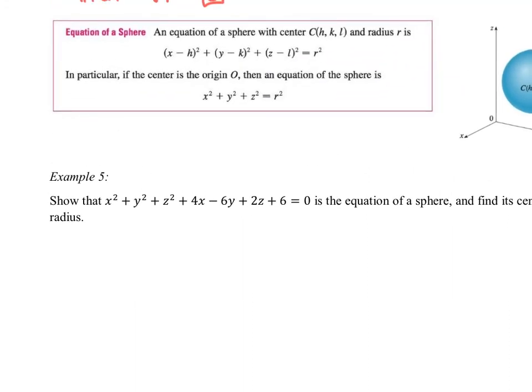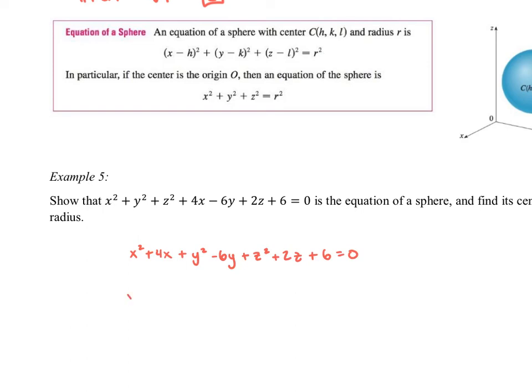If you remember back to higher algebra, you did something called completing the square, and that's the technique we're going to use here. First thing is that we want to group everything together that's of similar terms. So we're going to take the x squared and the 4x, put those together. We got y squared minus 6y, and then z squared plus 2z, and we still have that plus 6, equal to 0. And then we're going to complete the squares.